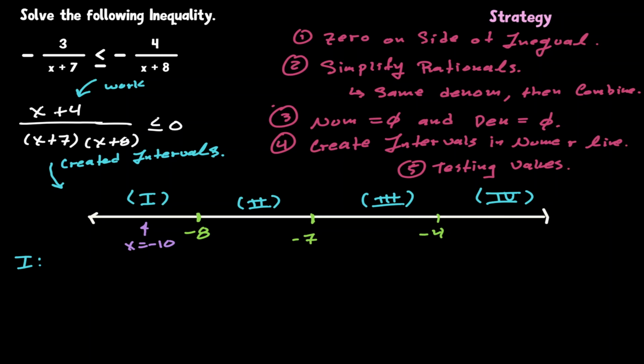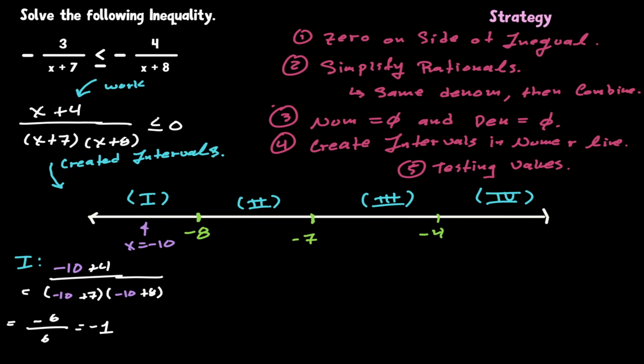So now let's get that value and plug it in to the rational that we were given. On the numerator, we're going to get -10 plus 4. And on the denominator, we're going to get -10 plus 7 times -10 plus 8. So now we're going to get -6 divided by +6, which is -1.